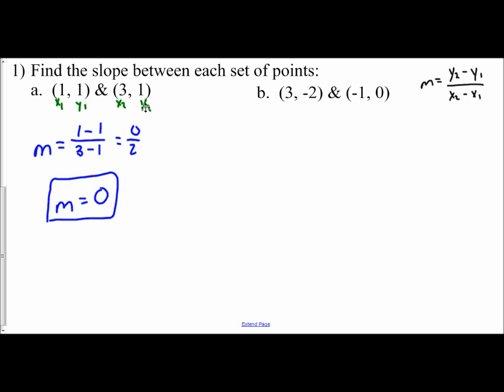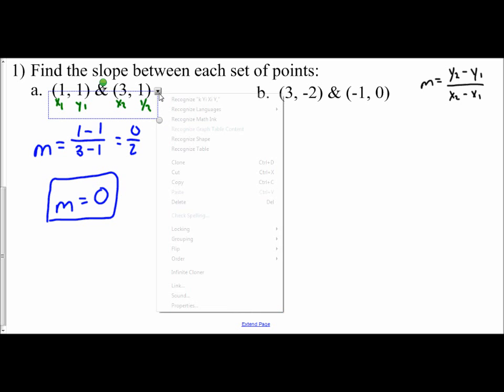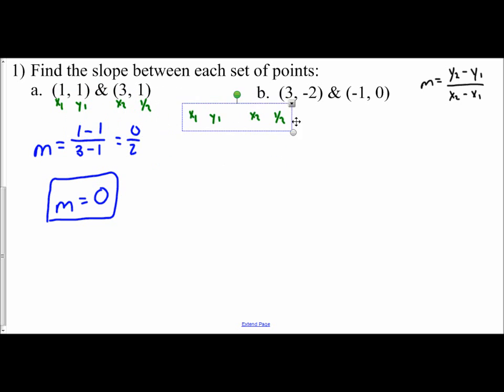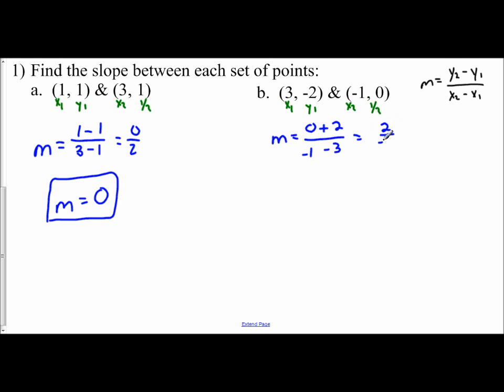Same idea. We can take our information, and to make sure we are doing it properly, we can label it. And that assists us with making sure we plug in the right numbers. So m equals y2 minus y1. Now remember, you are actually subtracting a negative, which means you are adding. x2 is negative 1 minus 3. So this gives you 2 over negative 4. And if we simplify that, we get negative 1 half.